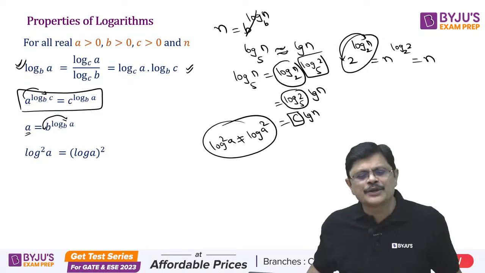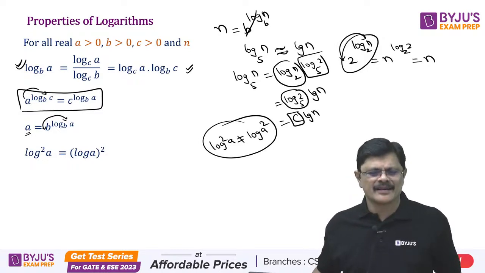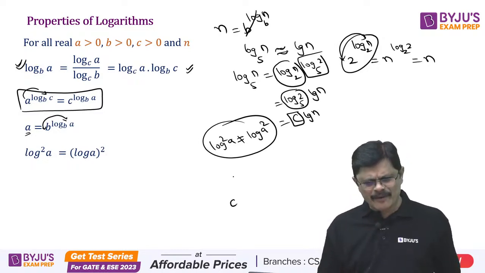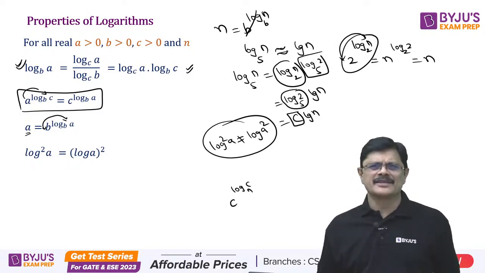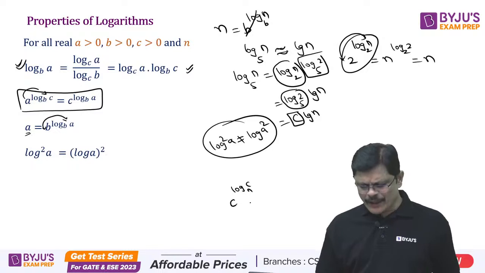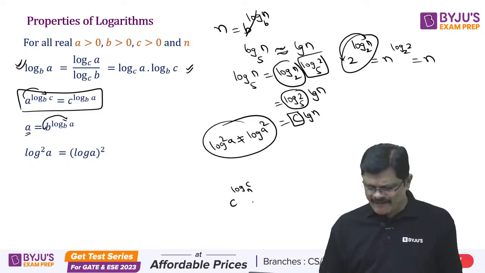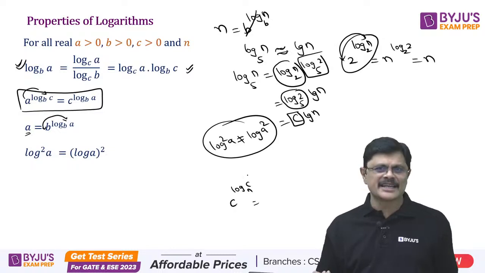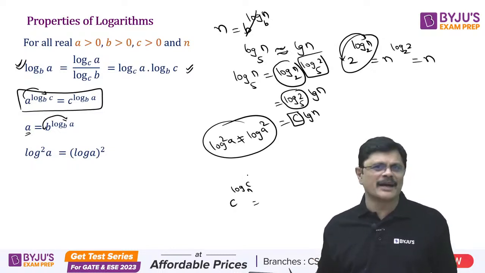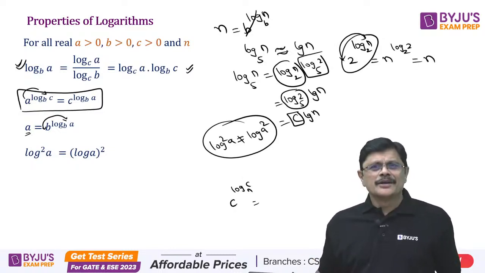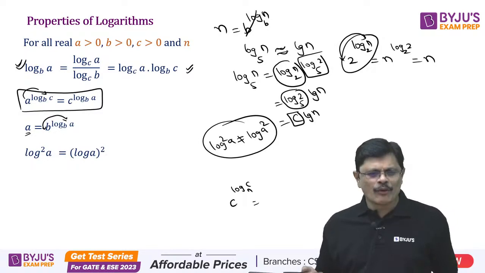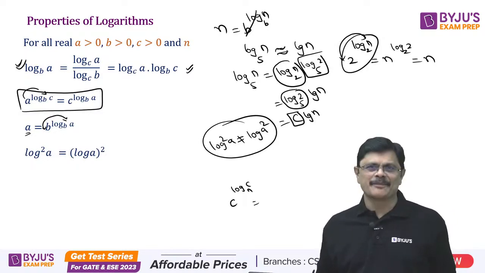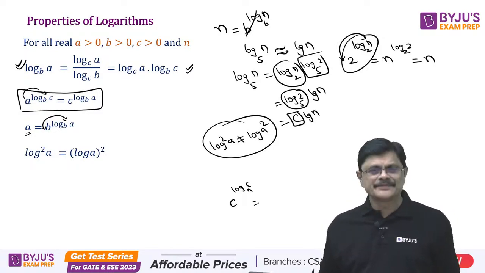C power log C to the base n. What happens in this? See, nothing much can be done for this, my dear friends. This C and C cannot be interchanged. That will be the same, my dear friends. So what do you do with that? That will be the same. Am I clear?